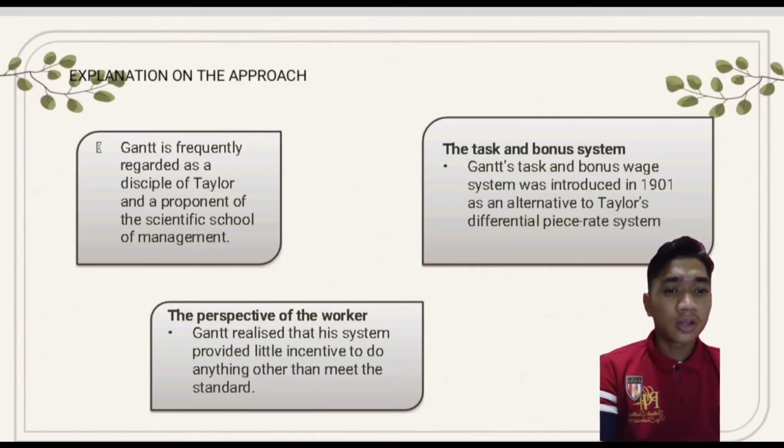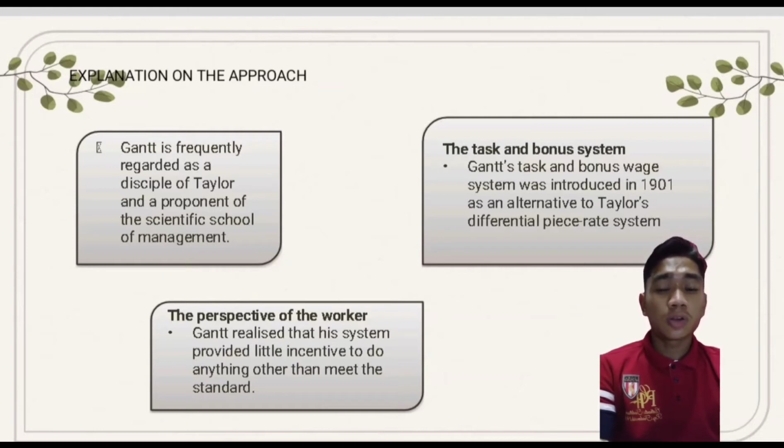Gantt, on the other hand, introduced an innovation by paying the foreman a bonus if all skilled workers met the required standard.